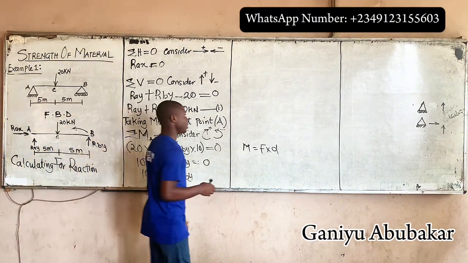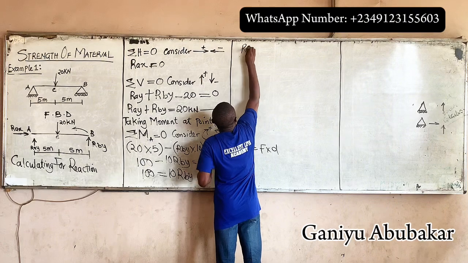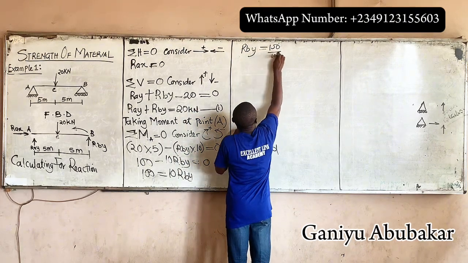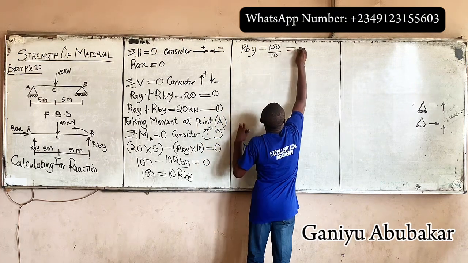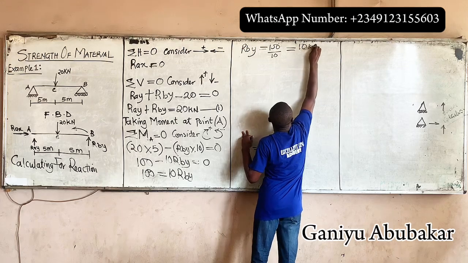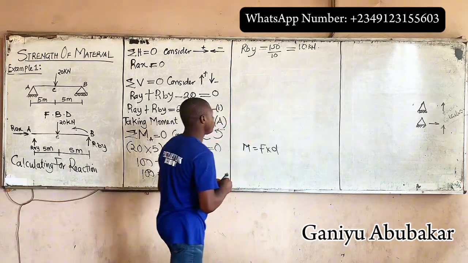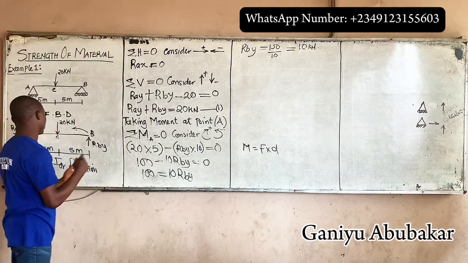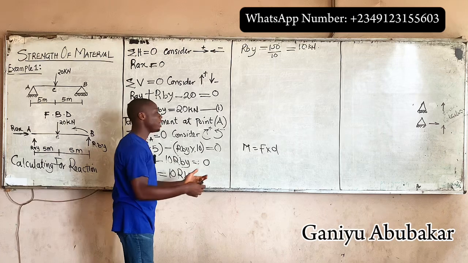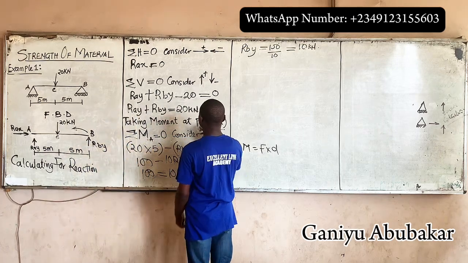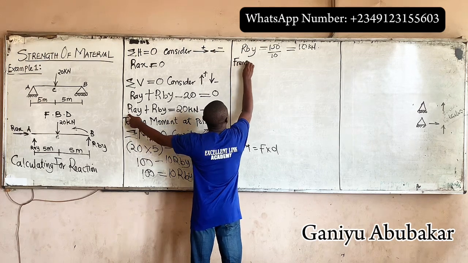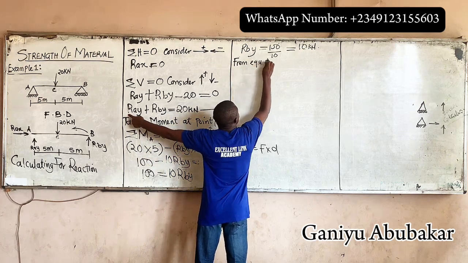I'll divide it by 10. So it means that RBY will be equal to 100 over 10. So RBY is of course 10. 10 what then? 10 kilonewton. So I'll put the value for RBY as 10 kilonewton. Now that I have RBY, what's RAY? So I'll go back to my equation 1, from equation 1.